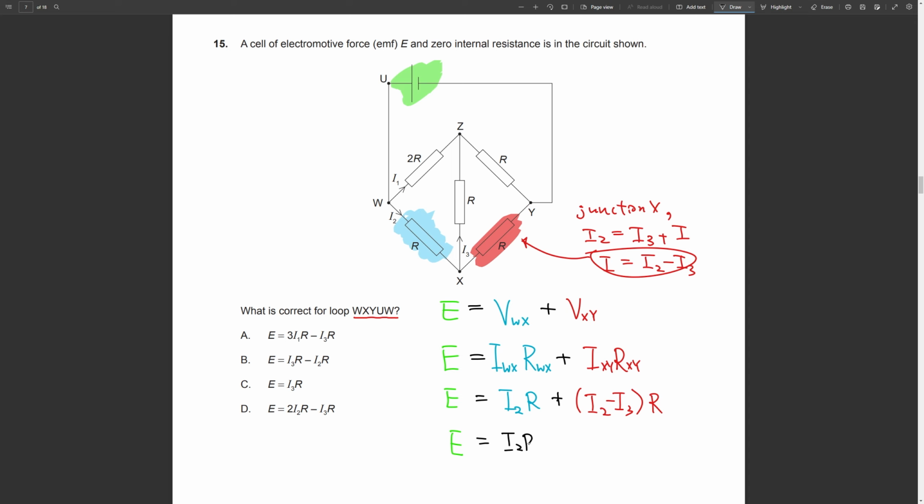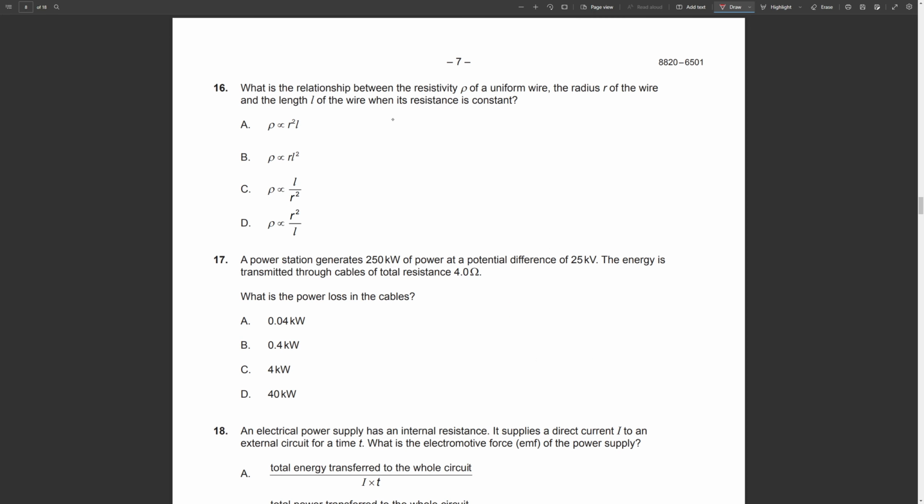You have I sub 2 times R plus I sub 2 times R again, minus I sub 3 times R. So the answer is 2 times I sub 2 R minus I sub 3 R. The answer is D. Question 16 is about the relationship between resistivity and resistance.